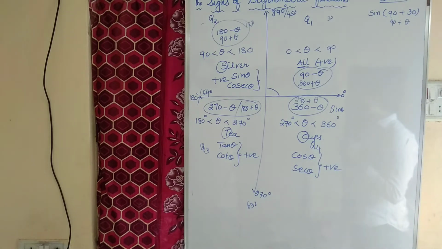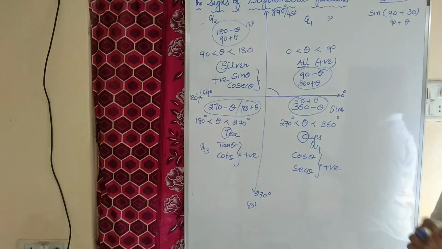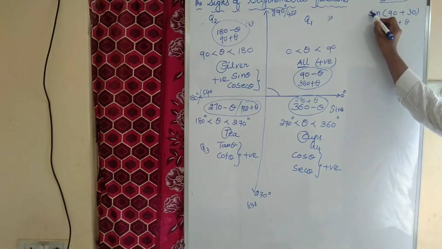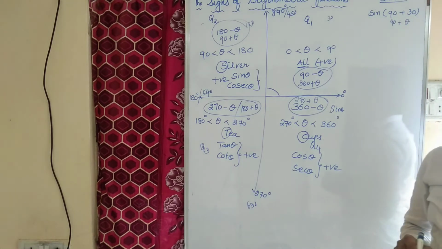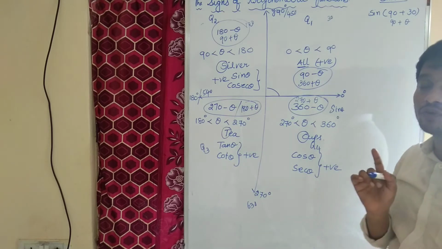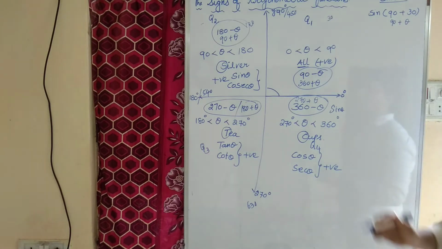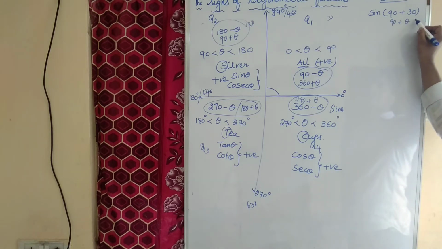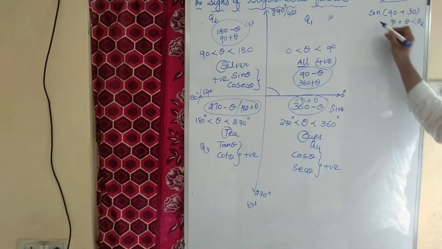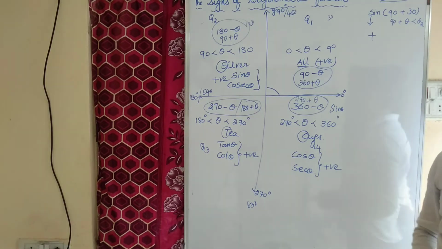So now coming to the sine trigonometric function in the second coordinate. What is the value of sine? Whether the sine is positive or negative. The first thing is we have to find out whether the trigonometric function is positive or negative. 90 plus theta belongs to the second coordinate. In the second coordinate, sine will be positive only.